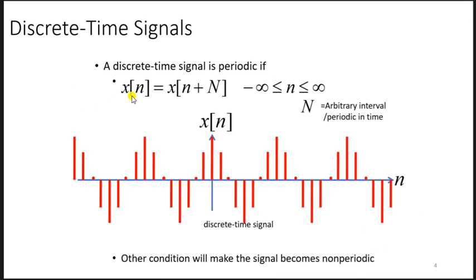Okay, so for a discrete time signal, it is periodic if x[n] equals x[n plus capital N], and it is within from negative infinity to infinity. Capital N is an arbitrary interval that is periodic in time. So other conditions other than this will make the signal non-periodic.